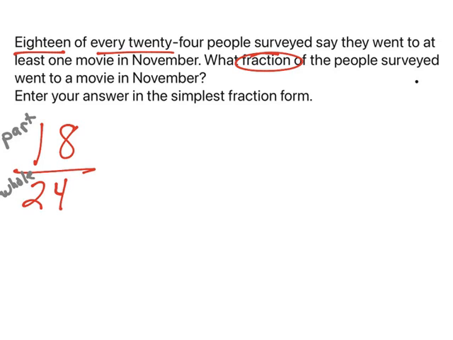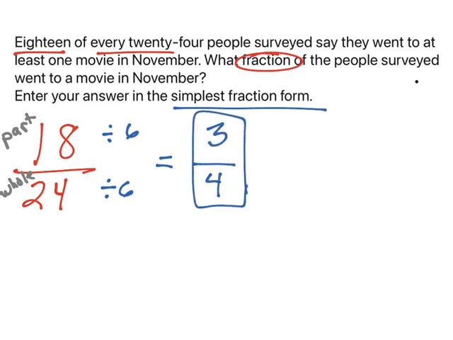However, it does say simplest fraction form. So we need to think about the numerator and denominator. What are some factors that go into both of those? Now, if you look at this and say, well, 18 and 24 are both reducible by 6, 6 is the greatest common factor. 18 divided by 6 is 3, 24 divided by 6 is 4, and we have 3/4 as our answer in simplest form. So 3 out of every 4 people surveyed say they went to at least one movie in November.